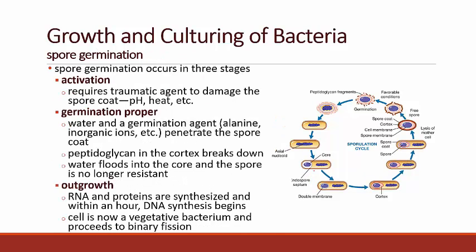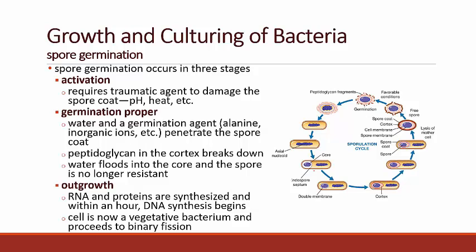So when favorable conditions finally return, spore germination, or the conversion of this dormant spore to a growing vegetative cell, occurs in 3 stages. There's activation, and this usually requires some sort of traumatic event that damages the spore coat. So activation might happen as pH changes in a significant way, or heat happens, or something that damages the spore coat so that the delicious nutrient-rich fluids can get into it.